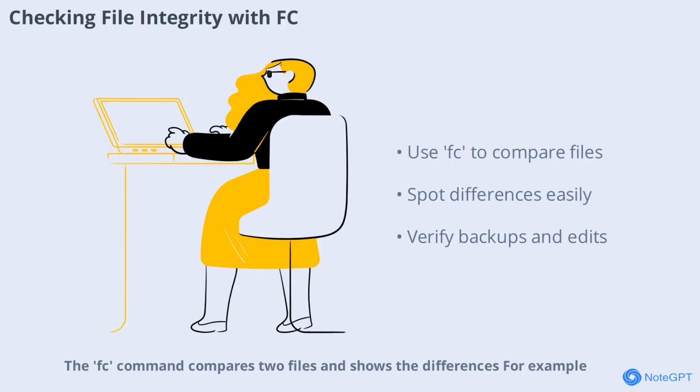The FC command compares two files and shows the differences. For example, FC file1.txt file2.txt will highlight any changes between the two. This is useful for verifying backups, checking for corruption, or reviewing edits. File comparison is a handy tool for anyone managing important documents or code.